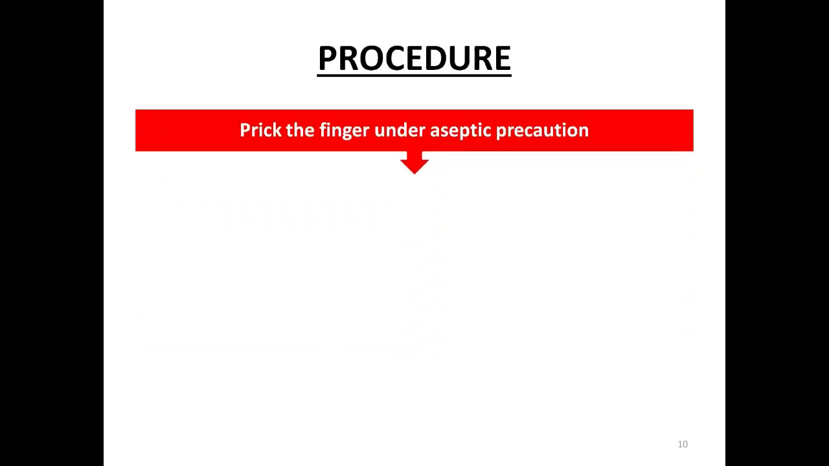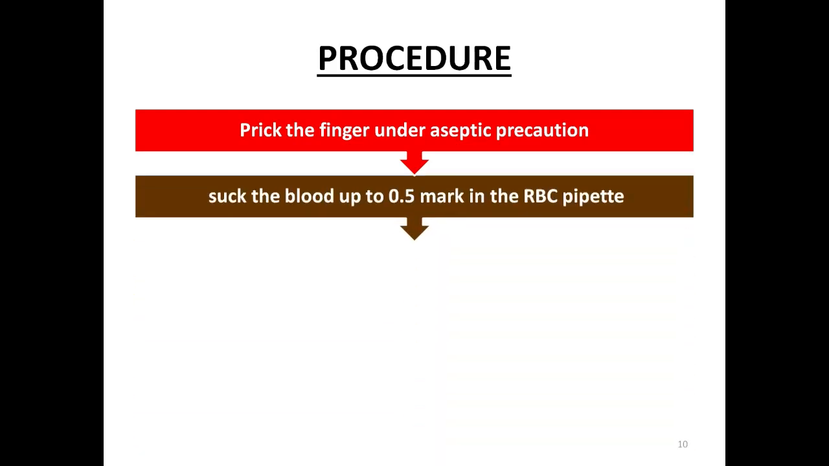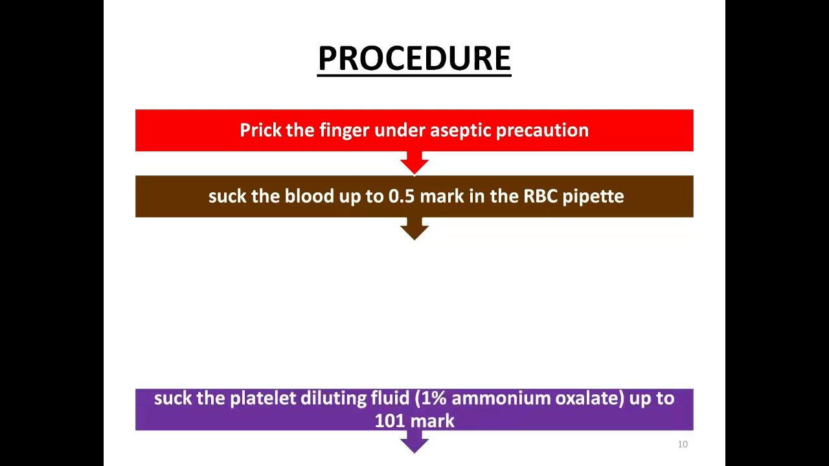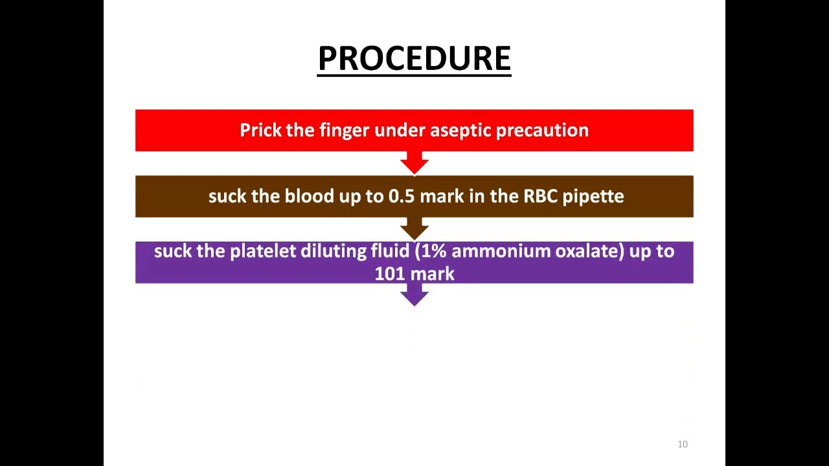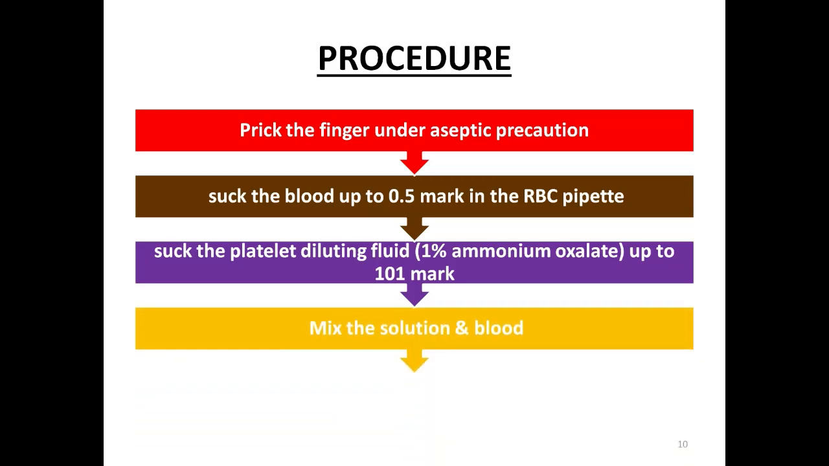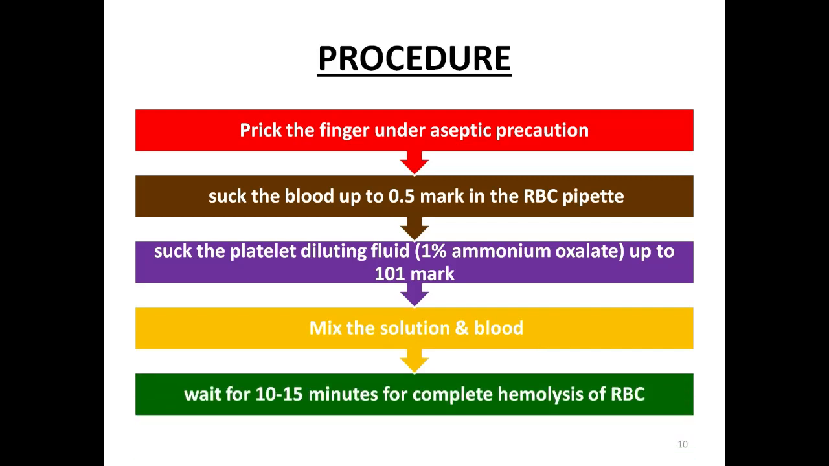Now procedure: prick the finger under aseptic precautions, suck the blood up to the 0.5 mark in the RBC pipette, then suck the platelet diluting fluid up to the 101 mark, and then mix the solution and the blood. How will you mix? By holding the pipette horizontally between the two palms and mixing it for 10 to 15 minutes. This step you do in WBC and RBC count also, in the same way. This I have shown in a video also. Then you have to wait for 10 to 15 minutes so that complete hemolysis of RBC takes place.